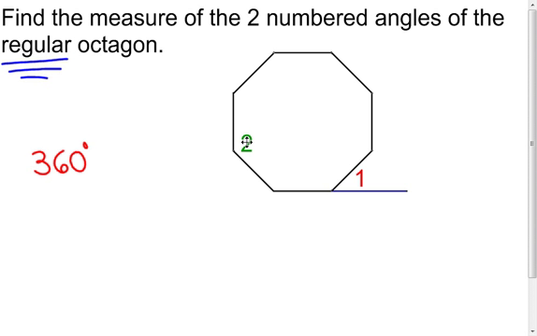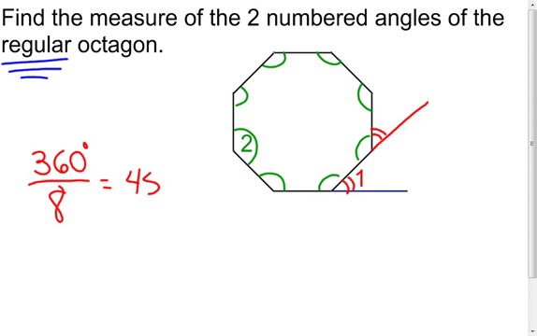Well, since all the interior angles are congruent, so this one, this one, this one, and so on, that tells us that all the exterior angles are going to be congruent to each other as well. If I were to create this exterior angle, this one would be congruent to angle 1. That tells me I can take that 360, which is the sum of all of them, divide it by 8, and it's going to give me the measure of just one of those exterior angles, which is going to come out to be 45 degrees. I've now figured out the measure of angle 1.